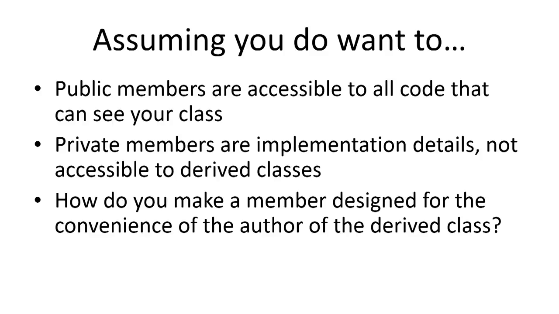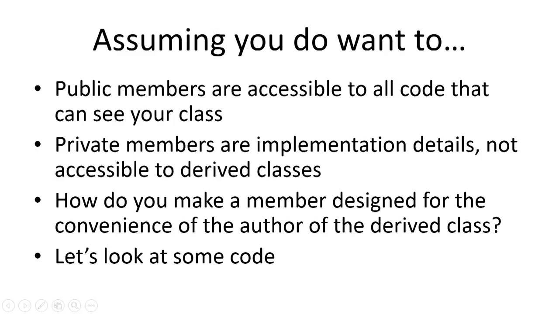So how do you make a member designed for the convenience of the author of a derived class? You can't make it public, because that's something that anybody can use. You can't make it private, because the person who's designing the derived class won't be able to see it. Well, let's take a look at some code, and we'll see how to do this.